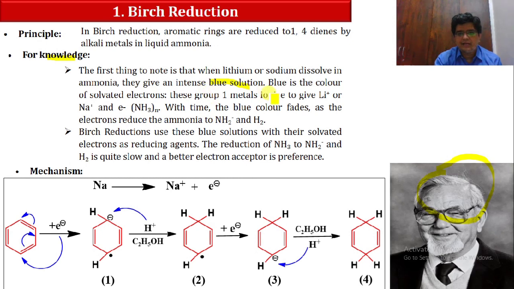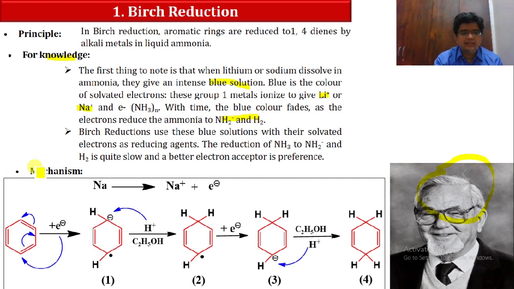These group 1 metals ionize to give Li+ or Na+ and electron e-. With time, the blue color fades as the electrons reduce the ammonia to NH2- and H2. Birch reduction uses this blue solution with its solvated electrons as a reducing agent. The reduction of NH3 to NH2- and H2 is quite slow, and a better electron acceptor is preferred.